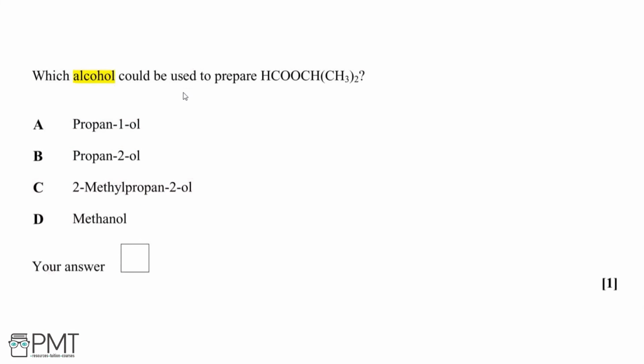Which alcohol could be used to prepare this organic compound here? We can see from the structural formula that we have an ester functional group in the centre, and esters are made up from carboxylic acids or their derivatives and an alcohol.